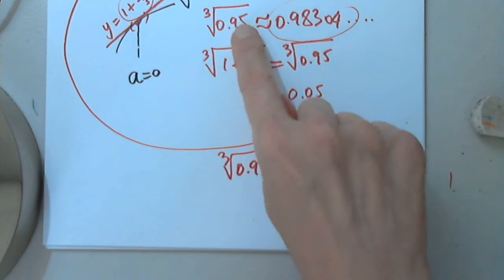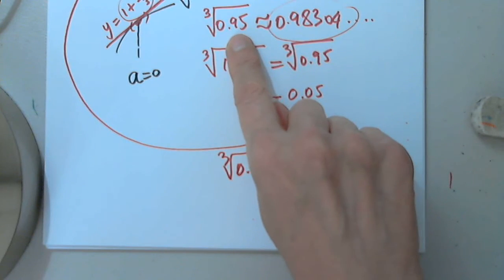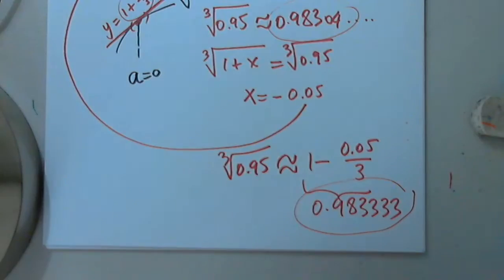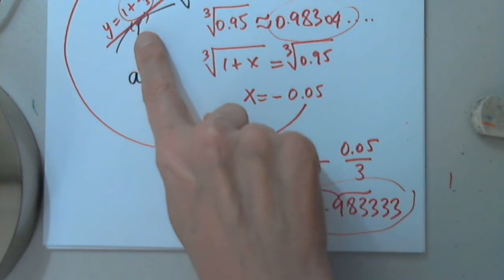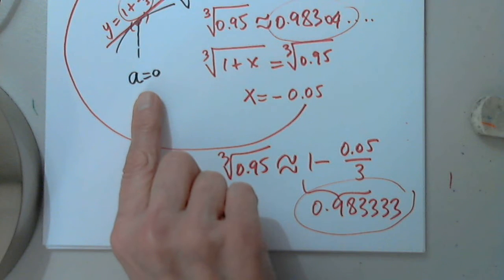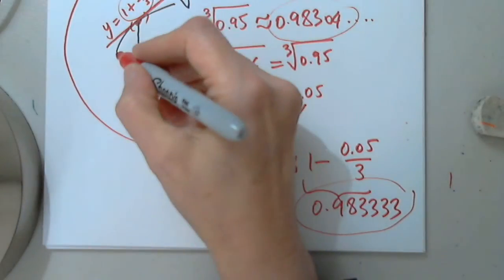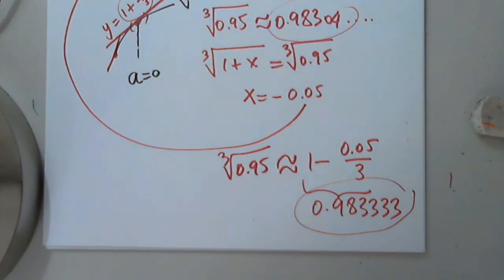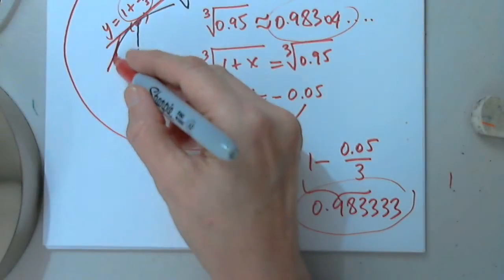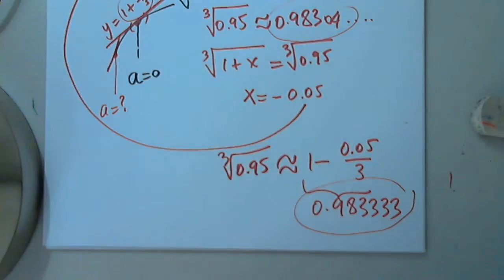So in order to approximate the cube root of 0.95, I use the line, not the function. Why? Because the line approximates the function near 0. This particular line. For another point, I have to determine another line, not this one, because I have to determine it where a is whatever. I'm not sure whether I answered your question or not yet.